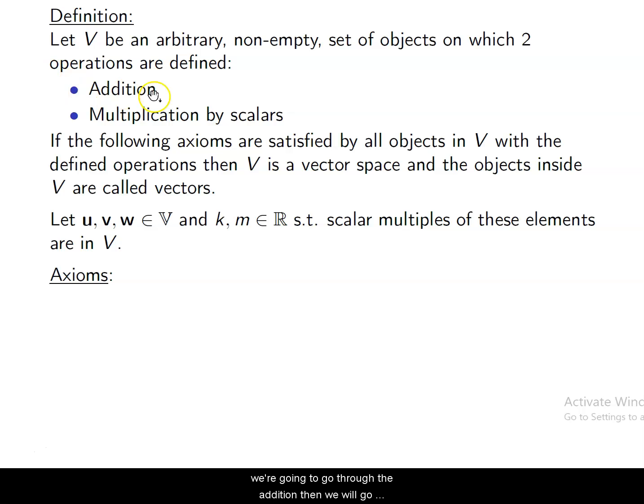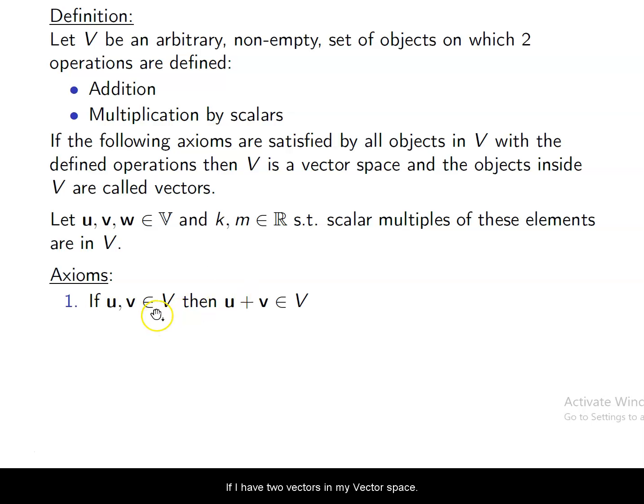Again, first we're going to go through the addition axioms, then we will go through the multiplication axioms. If I have 2 vectors in my vector space, then if I add them together, they will stay inside of that collection of objects that I have. So if I add any 2 objects that are already in my space, it will get me one of the objects that are already in my vector space. We've seen this before. Our verbiage for this is closed under addition. So the first axiom has to be that I'm closed under addition.